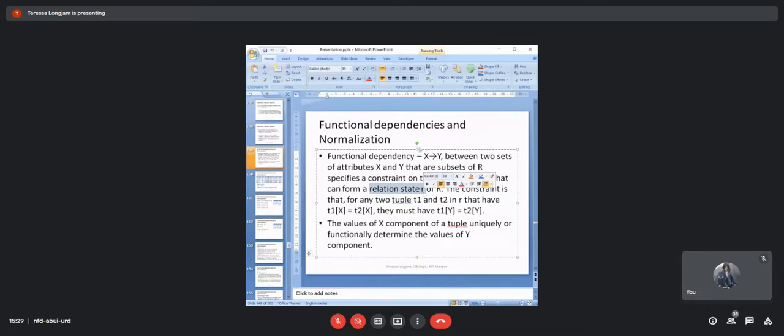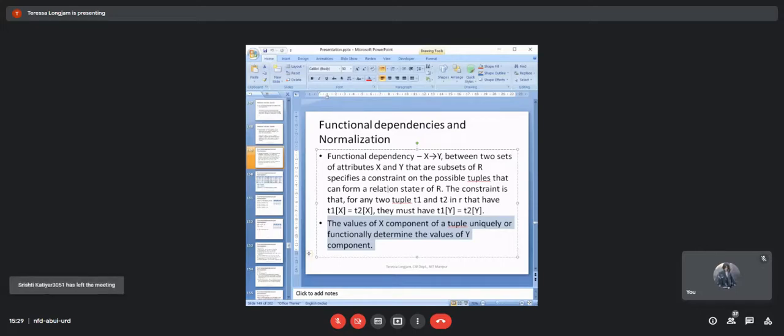Okay, if there is a dependency between X and Y. You can see here also I have given this simple definition: the values of the X components of a tuple uniquely or functionally determine the values of the Y components. So this is a functional dependency between two sets of attributes.